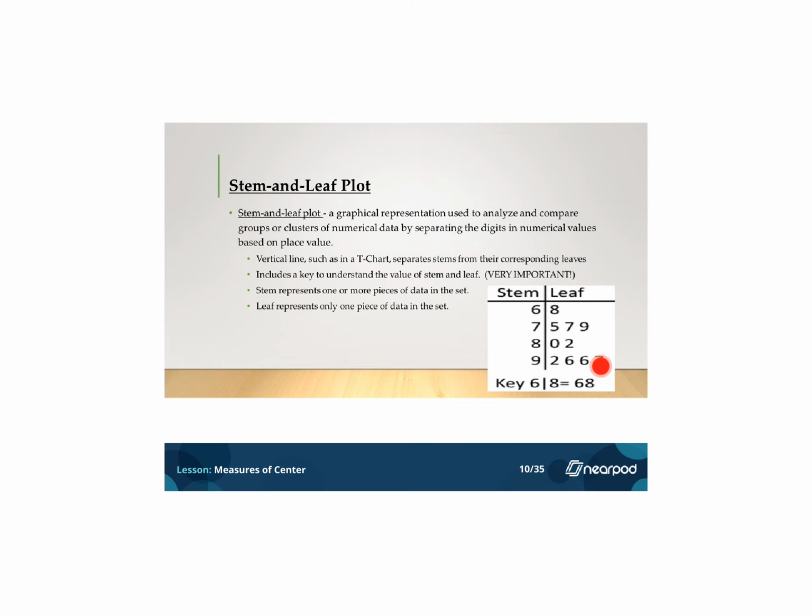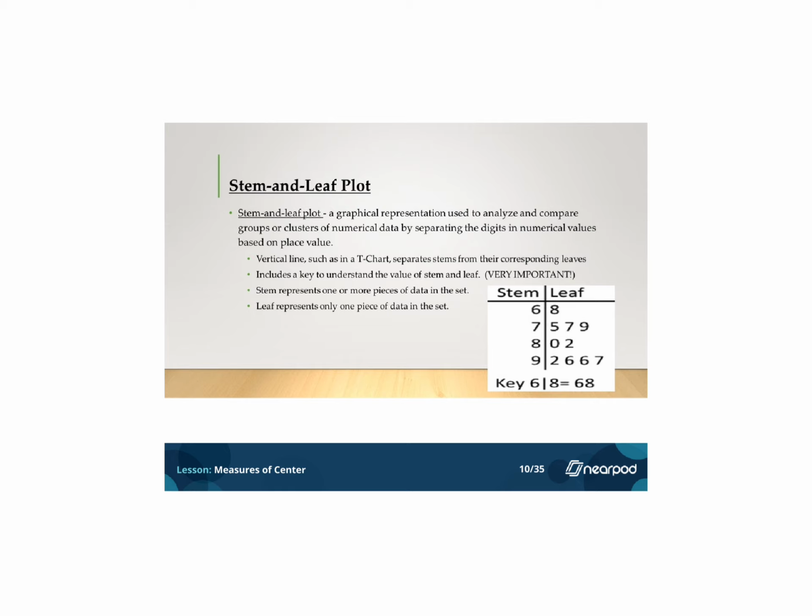So your stem part right here, so we have stem and leaf. Stem could represent one or more pieces of data. What that means is it could have one number, 2 numbers, 3 numbers, 4 numbers. That's all it's saying. However, your leaf can only represent one number. So I can't have 80, 82, comma, 83, comma, no. As we see here, only one number per leaf.